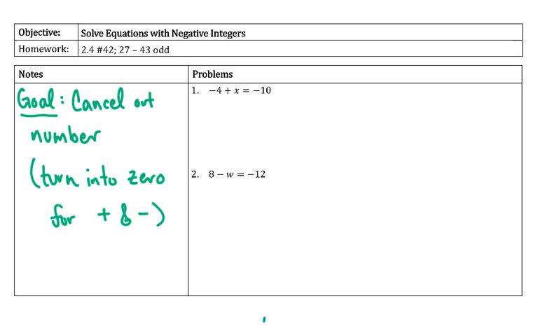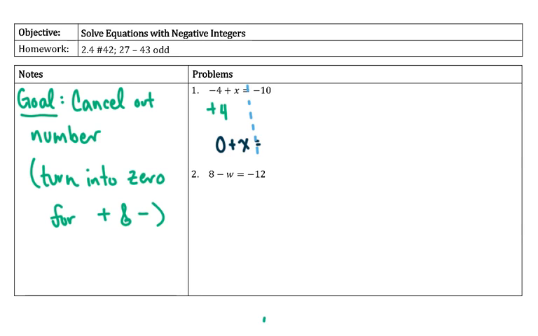So in this case, the number attached to our variable x is -4. In order to make it a 0, we would have to add 4. So -4 plus 4 is 0. And then we still have our plus x. And on the other side, remember, if we add 4 to one side, we need to add 4 to the other. By side, I mean side of the equal sign.